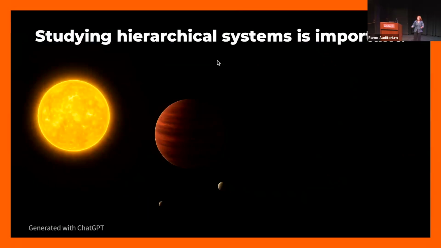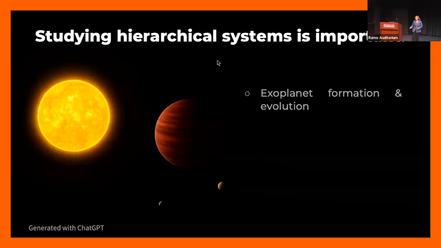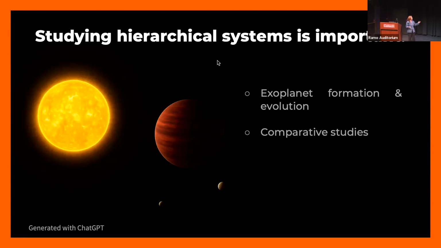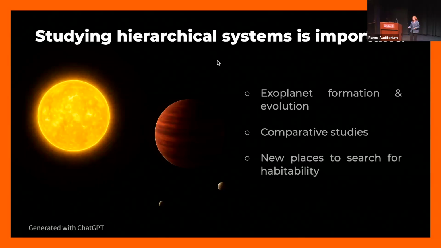So I think it goes without saying to a crowd like this, but studying hierarchical systems is important. It gives us insights into exoplanet formation and evolution from looking at different systems and their architectures, allowing us to do comparative studies between the constituents of the system and our own solar system, including planets and hopefully one day moons or satellites. And it also provides new places to search for habitability, especially around more active K and M dwarf stars, where we see that some of the radiation can be relatively inhospitable for some of these planets to end up surviving. So these can provide places that we can see protection.